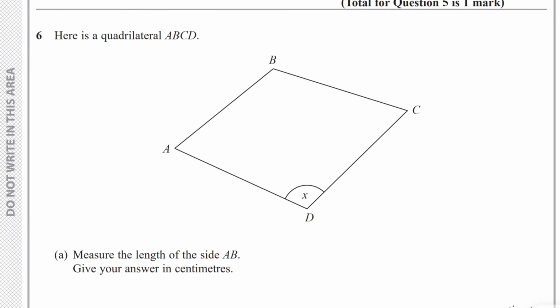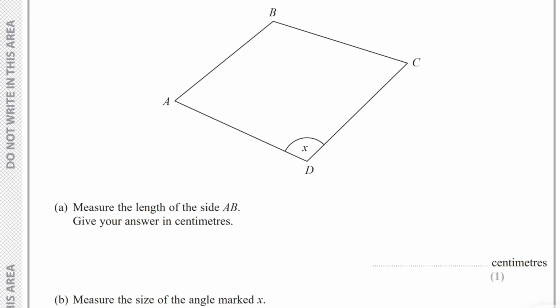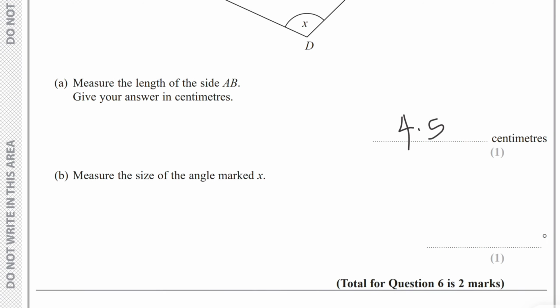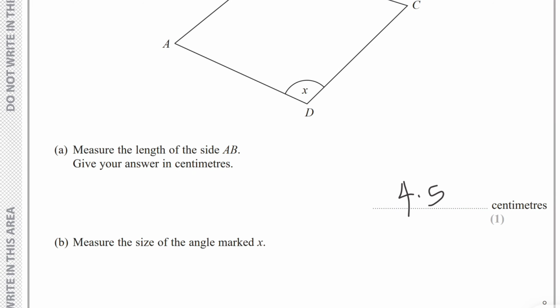Here is a quadrilateral ABCD. Measure the length of side AB. Printing out the paper to measure the length of side AB, we have AB to be 4.5 centimeters. And for the angle X, measuring it on the paper, we got 110 degrees.